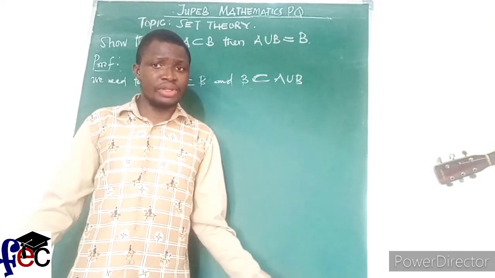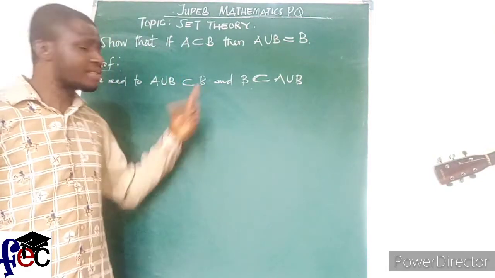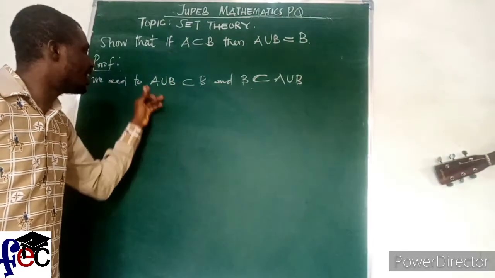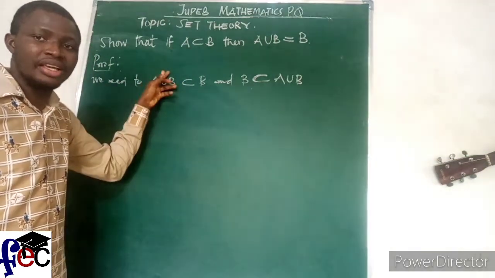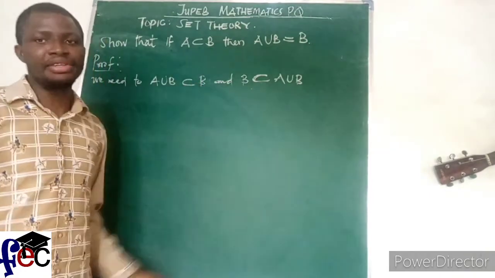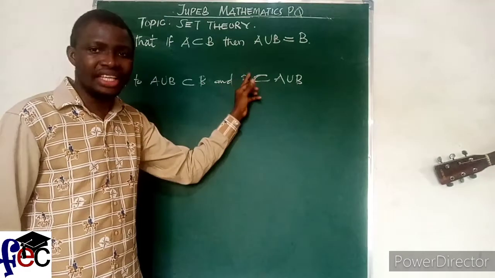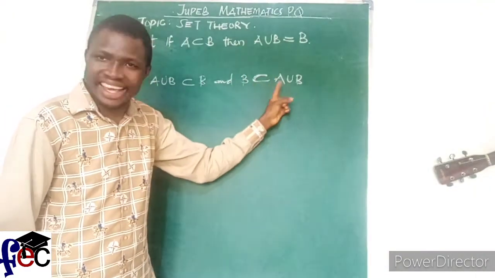All you need to do to show that this is a subset of this, because this one means that every element inside A union B, you will find them inside B. This one means that every element in B is going to be inside A union B.